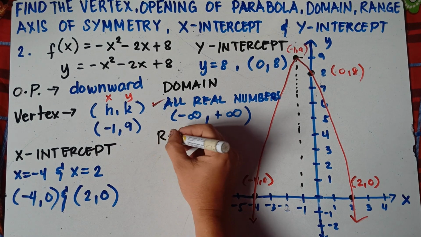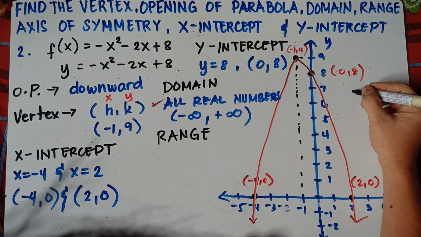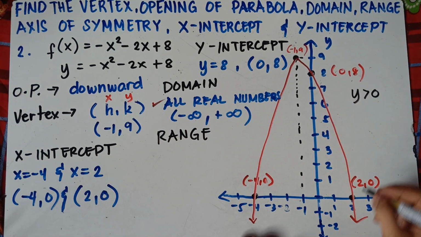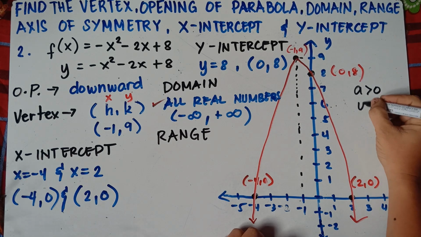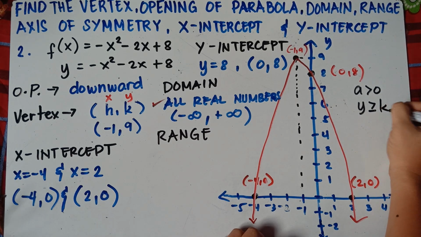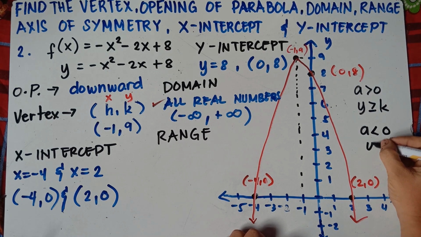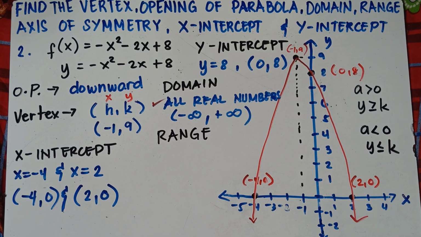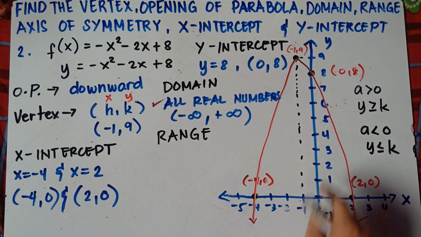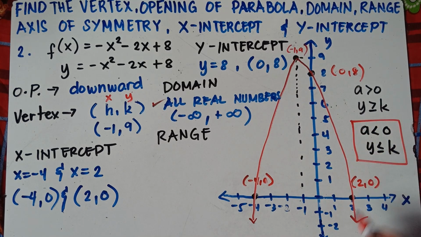Alright, so let's find the range. Last one, find the range. To find the range, class, if your a is greater than 0, your y is greater than or equal to k. Now, if your a is less than 0, your y will be less than or equal to k. Now, in the equation, is our a less than 0 or greater than 0? That's correct. Our a is less than 0.